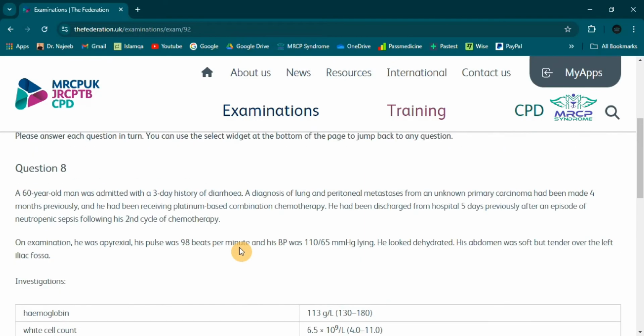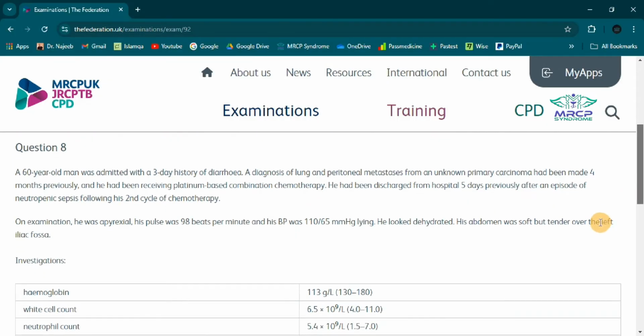Diarrhea is the hallmark of pseudomembranous colitis, and this always occurs following antibiotic use, especially broad spectrum antibiotics. This type of diarrhea is usually watery and can be associated with abdominal pain and tenderness, especially in the left lower quadrant or the left iliac fossa. The presence of left iliac fossa tenderness also suggests that the inflammation is localized to the colon, which is consistent with colitis.